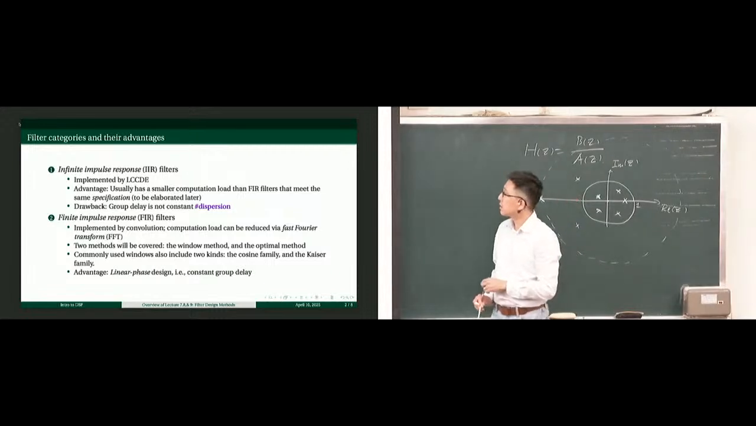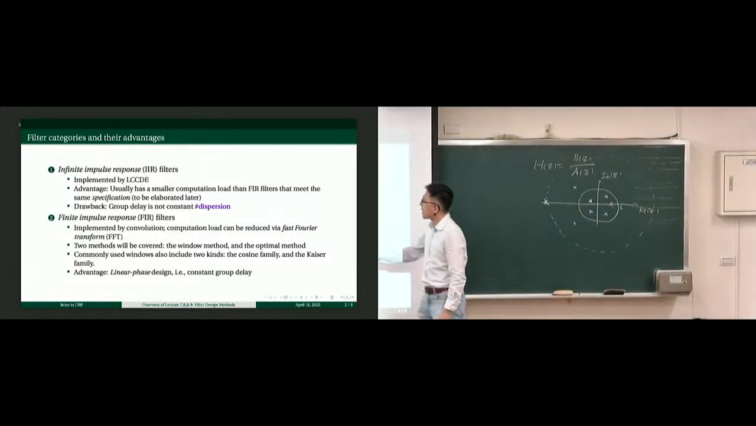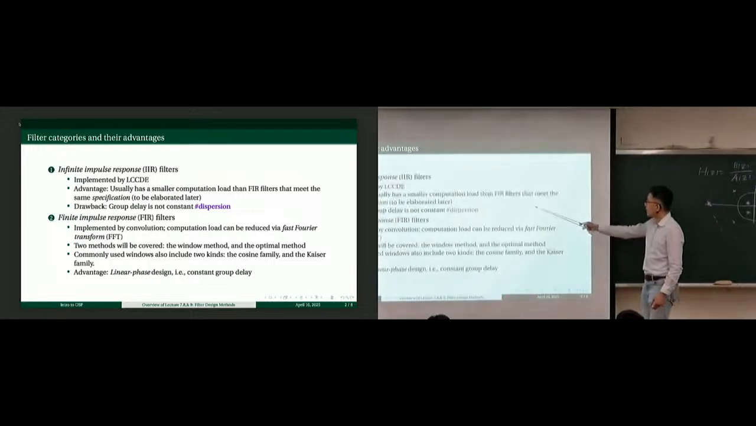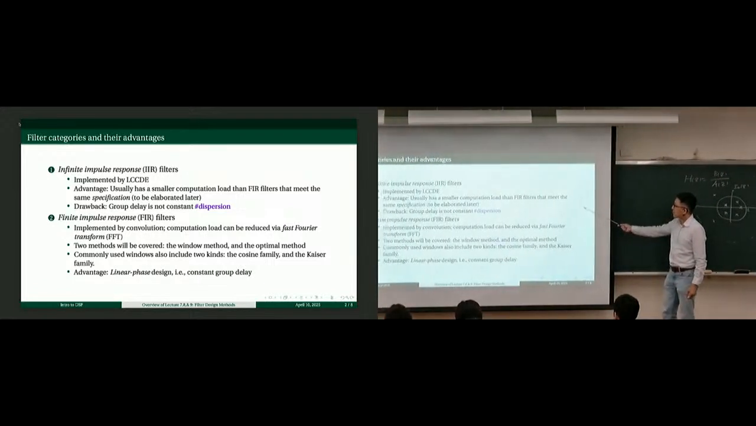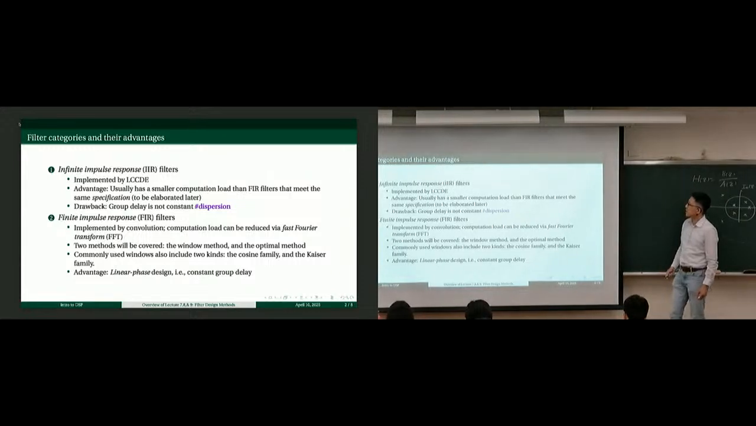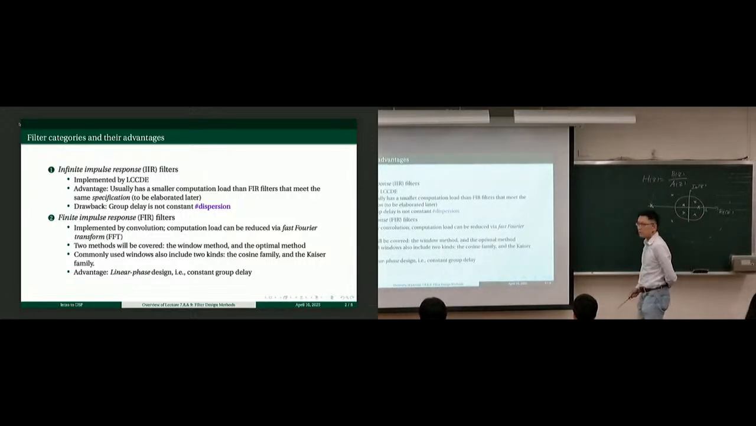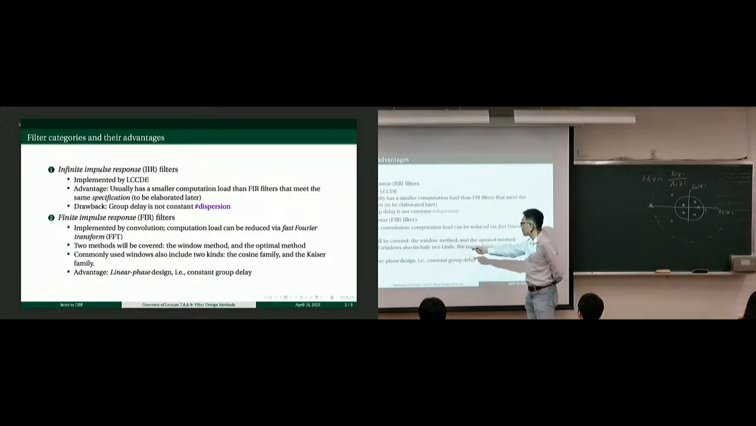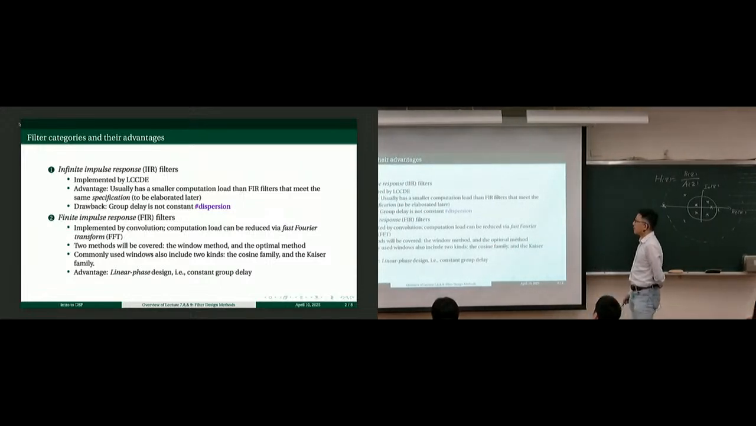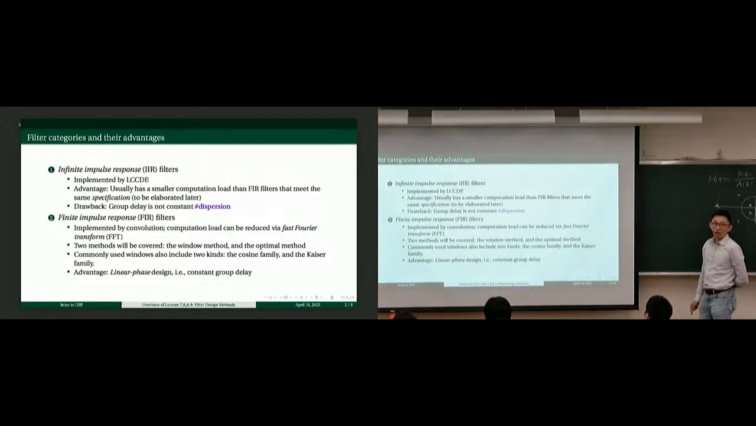优点跟缺点. The advantage of IIR is it usually has a smaller computation load than FIR filters that meet the same specification. Okay, I will elaborate on that. Specification, 就是 specs. Usually IIR can lower your computation load, but there are exceptions. The tricky thing is that FIR, if you implement convolution in the time domain, could be not as efficient as IIR. But you can accelerate convolution by going to the frequency domain through the fast Fourier transform.